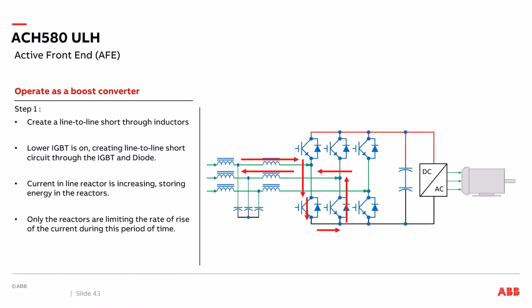Only the reactors are limiting the rate of rise of current during this period of time. So we cannot keep the IGBTs on for too long, and during this time we are storing energy in the 2 line reactors.